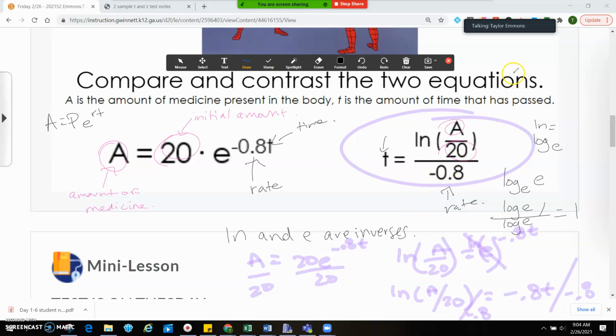It's kind of like if you had log of 10, okay? Or if we have 10 to the x power, if I take the log of it, that's just going to leave me with x. Okay, so there are inverses with the exponential functions, and then the logs. Those are inverses of each other. They kind of cancel each other out.